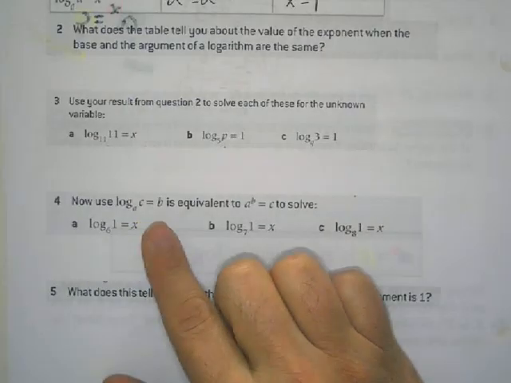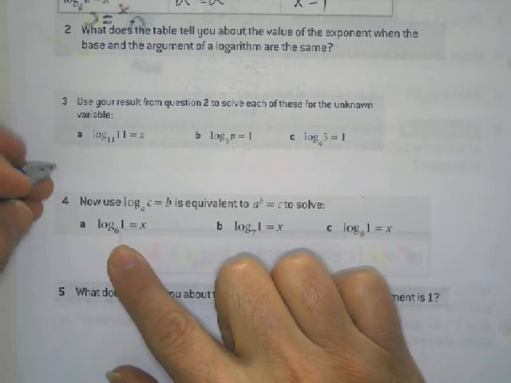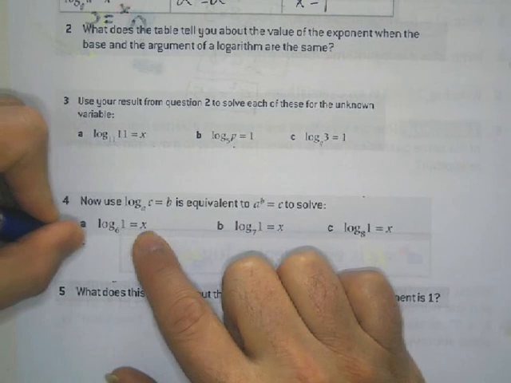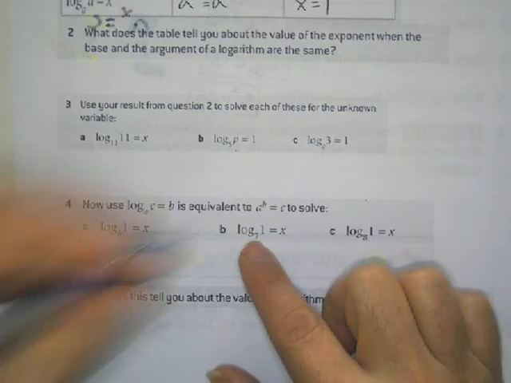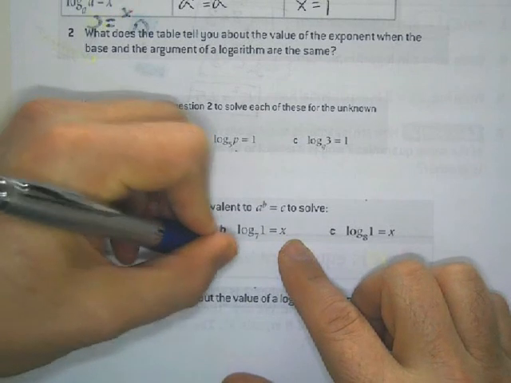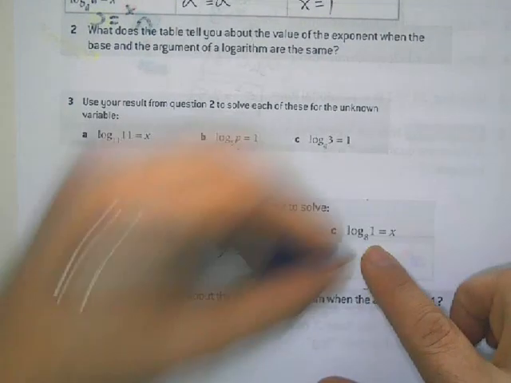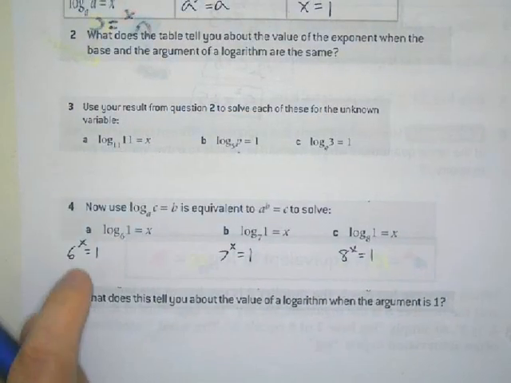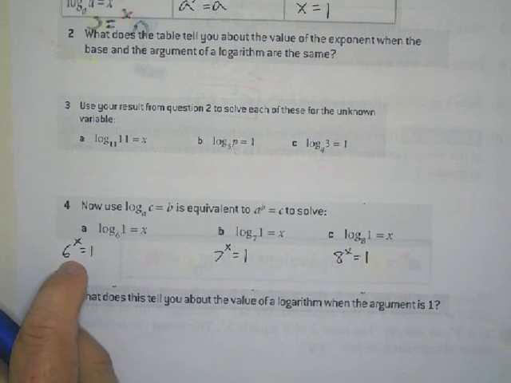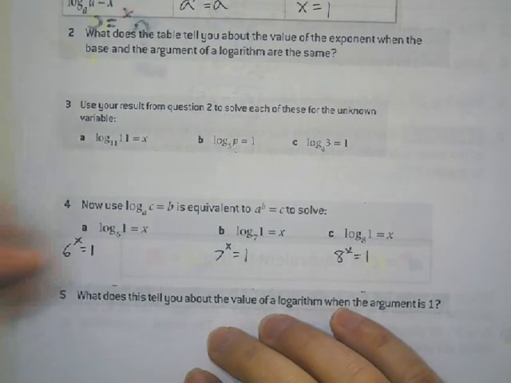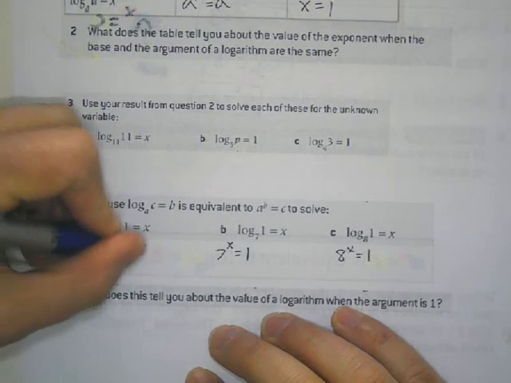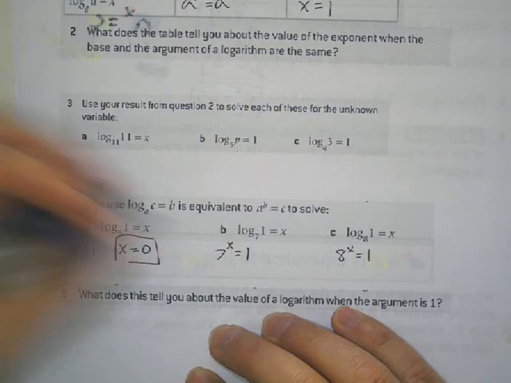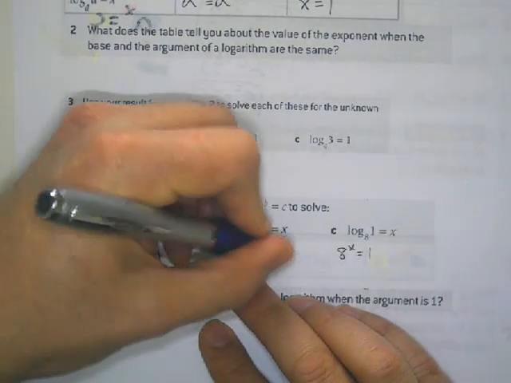Now, let's write this in exponential form. 6 to the power of x is equal to the argument of 1. 7 to the power of x is equal to the argument of 1. 8 to the power of x is equal to the argument of 1. So, what power do I have to have in order to get 1? X is going to have to be 0. Anything to the 0 power is 1. So x is going to be 0 for all of these here.